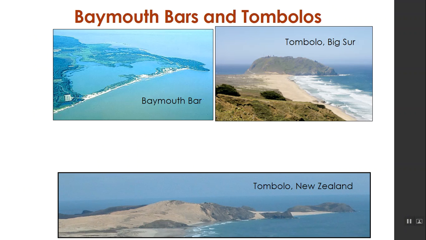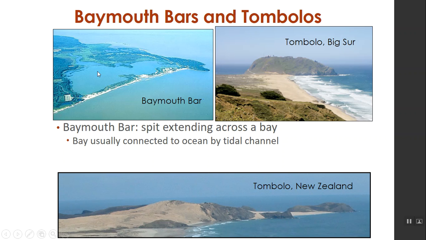And so when you get a spit that will connect across the bay, you'll get something called a bay mouth bar. So you have a spit that is then connected across the bay. That bay is usually going to be connected to the open ocean by a tidal channel. It's not going to be totally cut off. You're going to have a tidal channel in the middle.